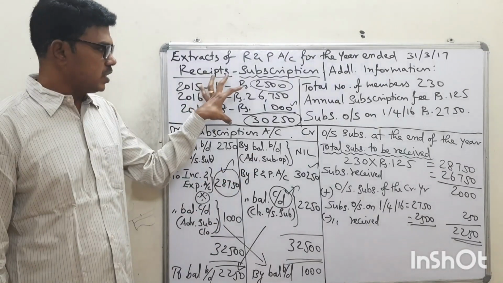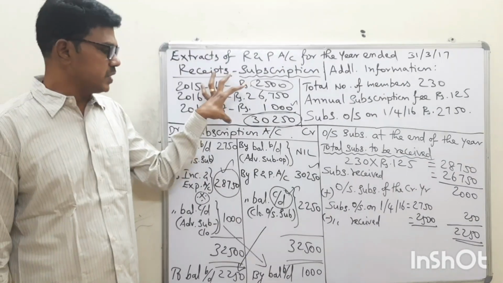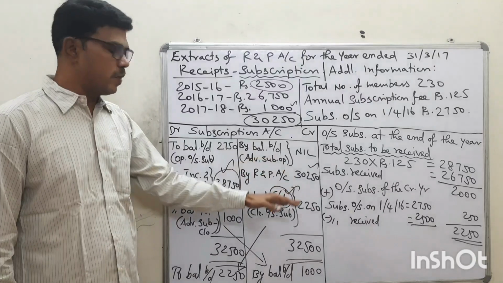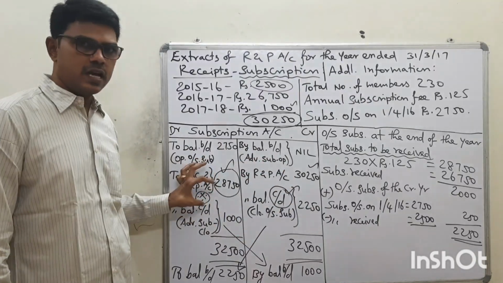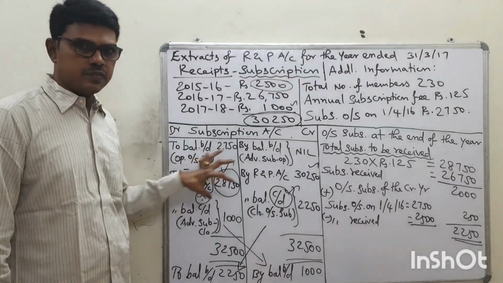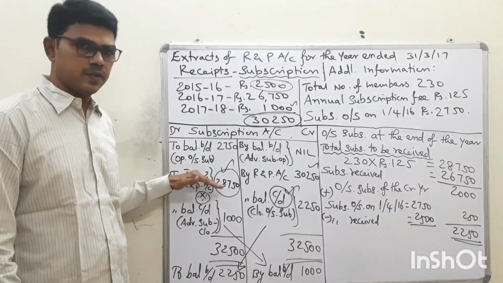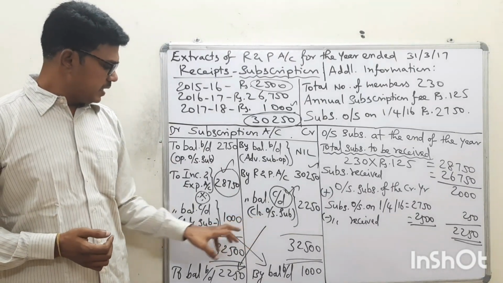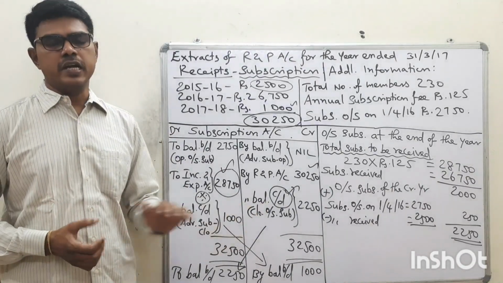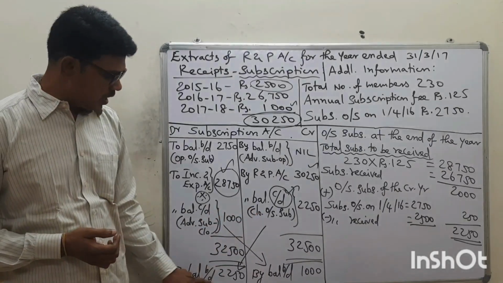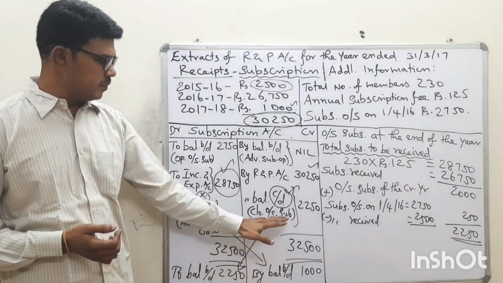Then we should write the total subscription received from the receipts and payments account in the credit side of the subscription account. If you balance this account, then you will get the amount of subscription for the current year, the income from subscription for the current year. The nature of debit and credit of an asset or liability account can be known only from the balance brought down, not from the balance carried down.